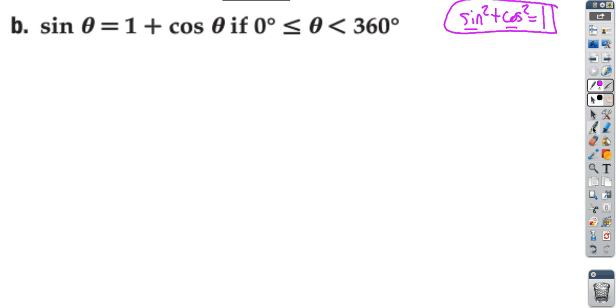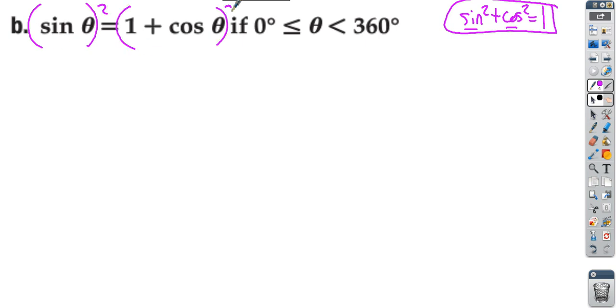The one thing you have to be aware of is when you square both sides, you sometimes introduce what's called an extraneous solution. So at the end of this problem, we're going to have to take our answers, plug them back in, and check to see if we got one of those. Okay, so let's start by squaring both sides.